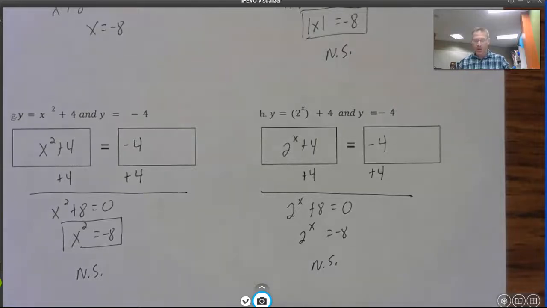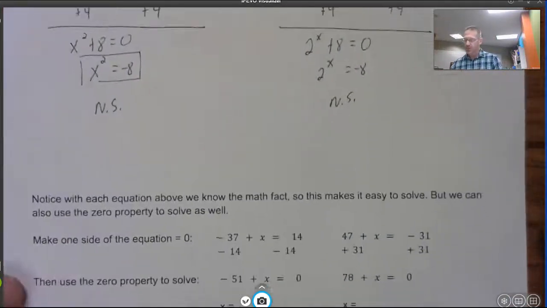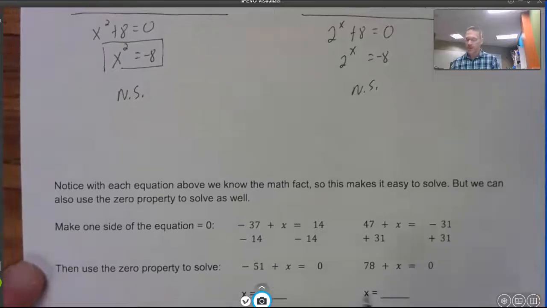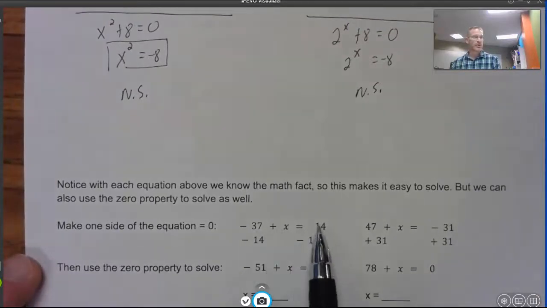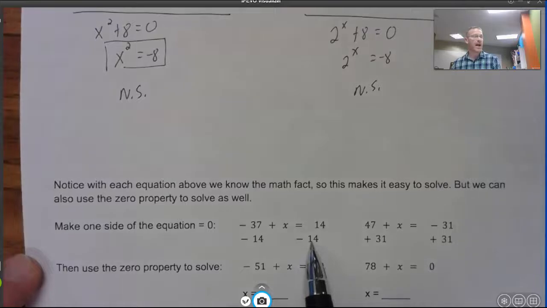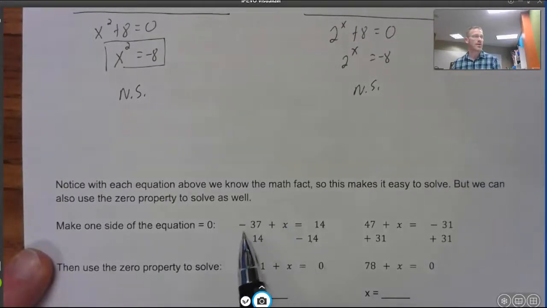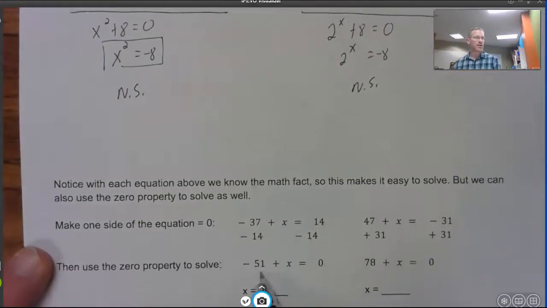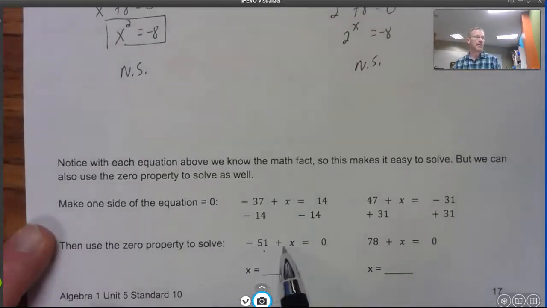So this is really the big step for what we're going to do. This idea that we always want one side of our equation to be equal to 0 when we're solving. So when we look at a couple of examples here, when I look at this first equation, notice I have a positive 14 over here. So the way I make this 0 is I have to subtract 14. So 14 and negative 14 is 0. And then I have to balance my equation, so I also have to subtract 14 on the left side. And a number goes with a number, so I'm going to line that up here, combine those like terms, and I get negative 51 plus x is 0.